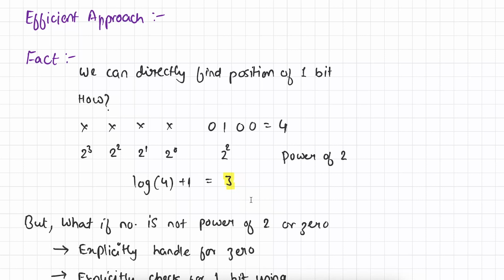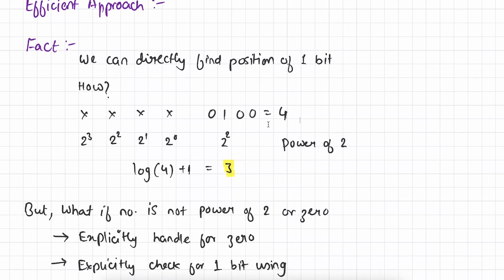Let me show you. If you consider the binary representation of any number, you see that all the bits here represent powers of 2. This bit is representing 2 to the power 0. This bit is representing 2 to the power 1. This bit is representing 2 to the power 2 and this bit is representing 2 to the power 3. And if the number has only one bit set, then obviously that number is going to be a power of 2, right? In case of 4, only one bit is set and it is a power of 2. 4 is a power of 2, right?